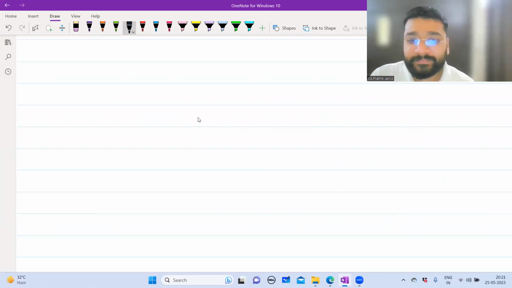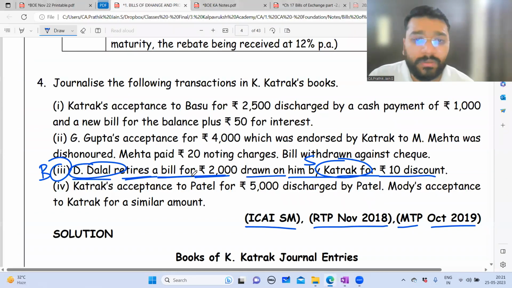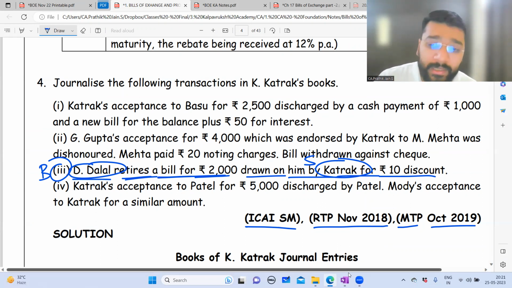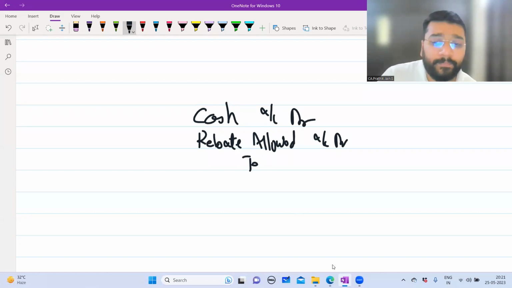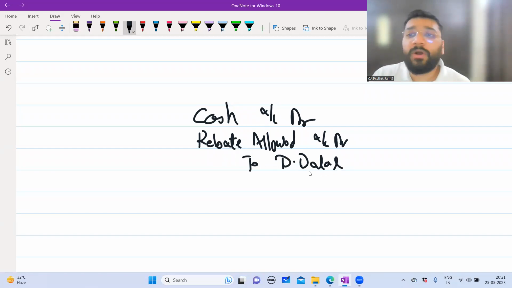Sir, cash debit, rebate allowed. Cash account debit, rebate debit, to bills received. Katrak is allowing rebate. It's a loss for him. So, yes, allowing rebate. So, it is rebate allowed account debit to Dalal. So, it is closing of debtor.